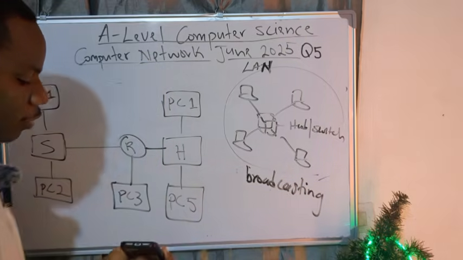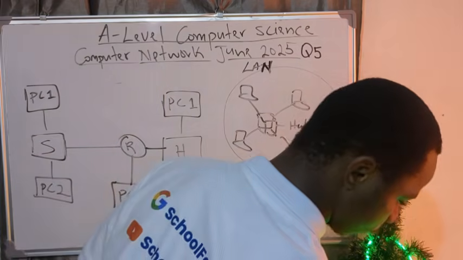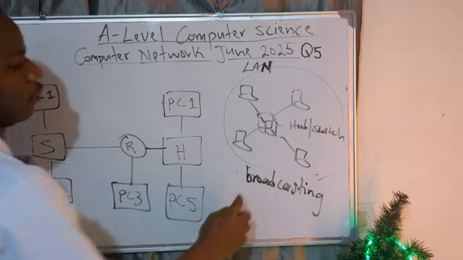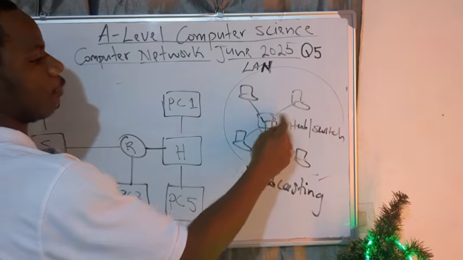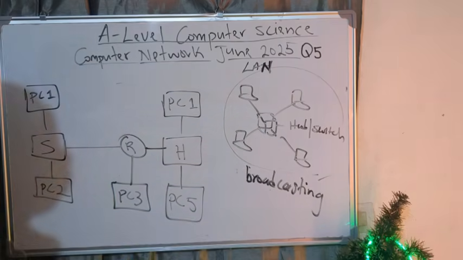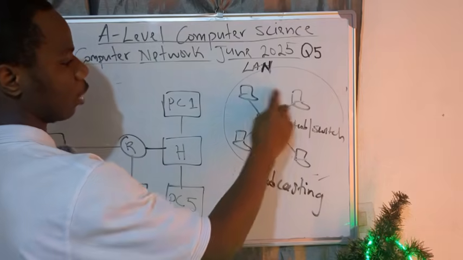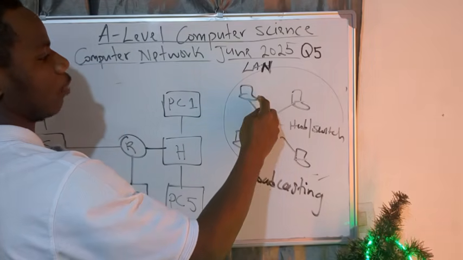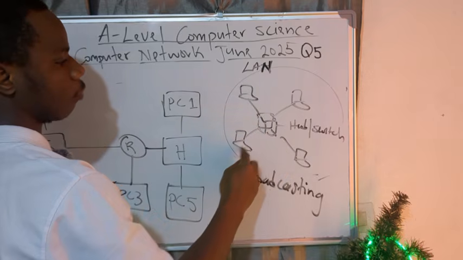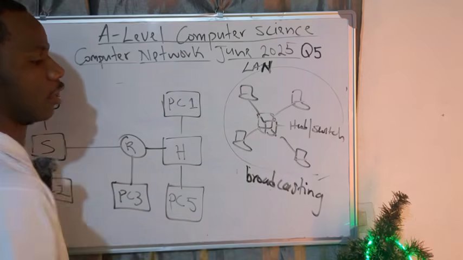And I've explained broadcasting in part 1 of this tutorial. Good. Broadcasting here simply means when it receives a message, it forwards that message to everybody connected to it in the computer network. So if you don't want to say broadcasting, you can just define it by saying that a hub is a network device that connects computers in a local area network, and when it receives a message, it sends it to all computers connected to it.